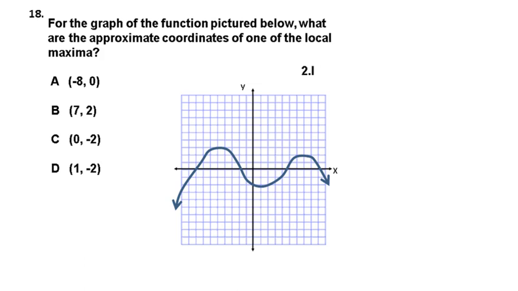18. For the graph of the function pictured below, what are the approximate coordinates of one of the local maxima? Well, our choice for maxima will be right here and here. So it's either, that's -1, 2, 3, 4, 5, 3. So you have -5, comma 3. Or over here, we're going to have 1, 2, 3, 4, 5, 6, about 7, comma 2. So that's going to be answer choice B.